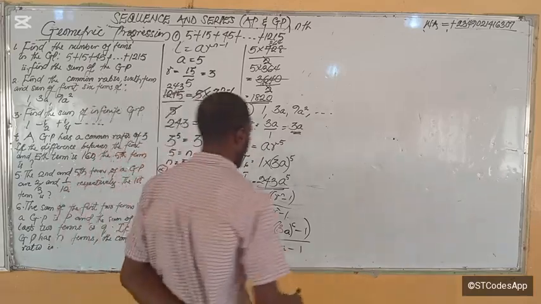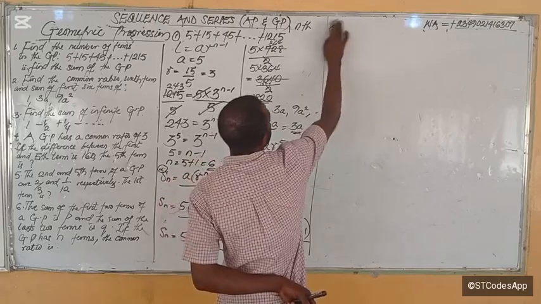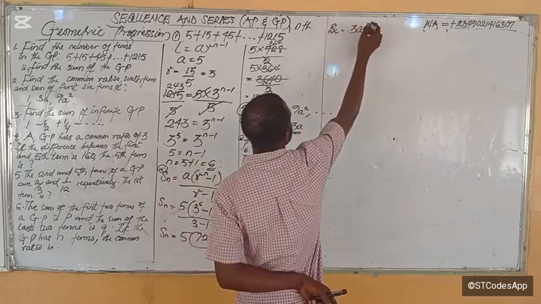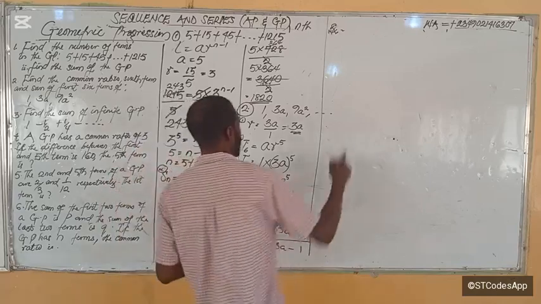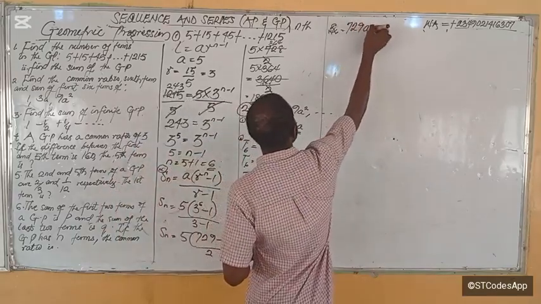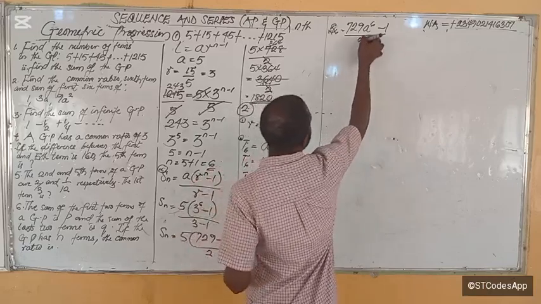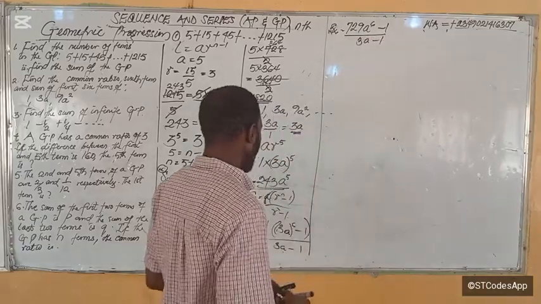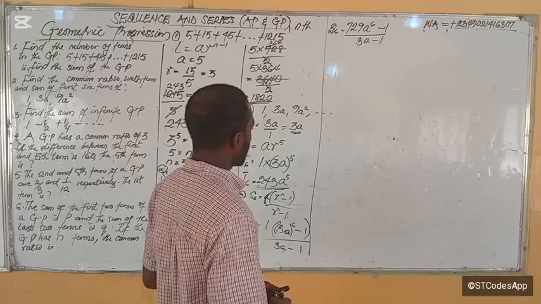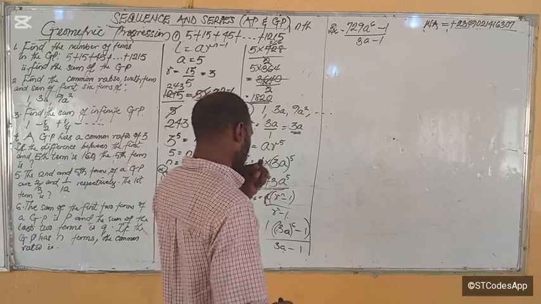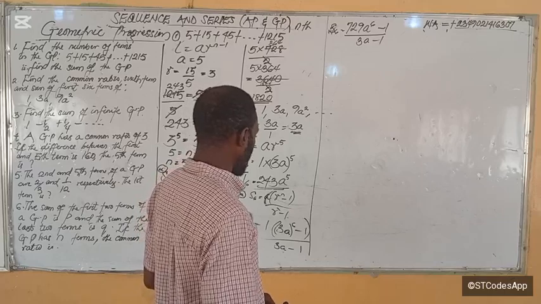Okay? So S6 becomes 3 raised to the power 6. That's 3 raised to the power 6, which will be 729 from what we did just now. So 729 raised to the power 6 minus 1, all over 3 minus 1. What more can we do here? There's really nothing much we can do.